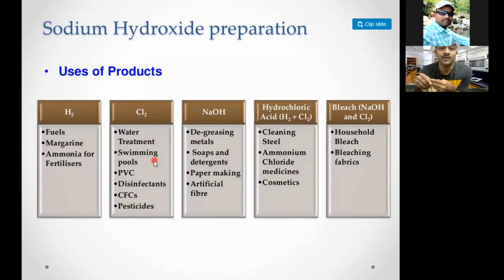How will you get this hydrochloric acid? Here you are getting hydrogen gas and chlorine gas. When you combine hydrogen and chlorine, it will give HCl, right? This HCl is used for cleaning steel, to prepare ammonium chloride, and to prepare some medicines and cosmetics. For the preparation of cosmetics and medicines, we are using this hydrochloric acid. These are some of the uses. So it has many uses. Next, bleaching. How will you prepare this bleach? Bleach is used to clean our house daily. Your mother is cleaning your house by pouring some phenol or some bleaching agents in water. That's bleaching.